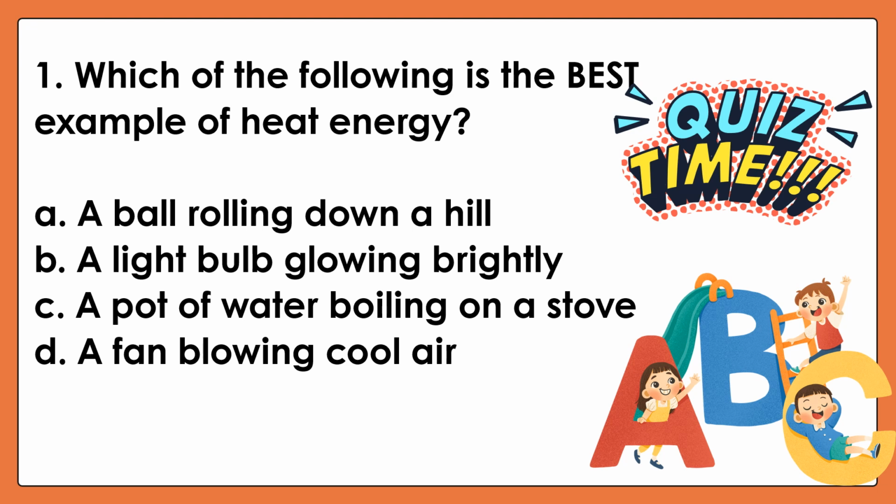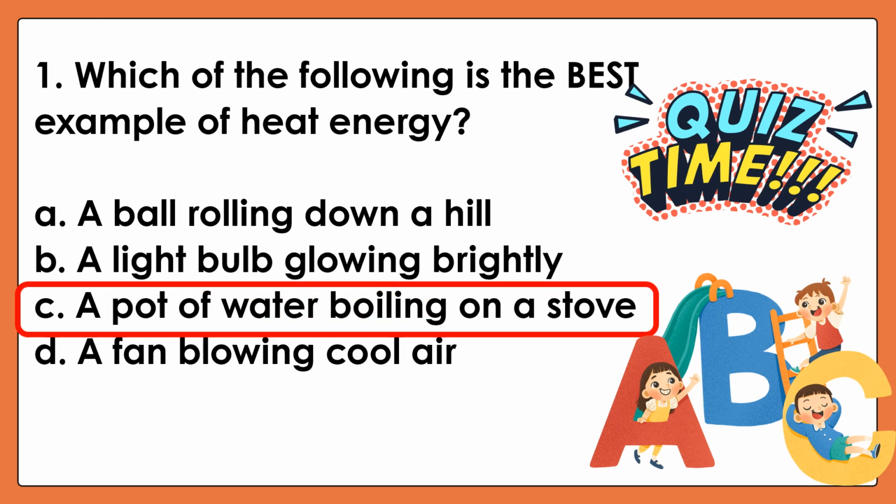Number 1. Which of the following is the best example of heat energy? A. A ball rolling down a hill. B. A light bulb glowing brightly. C. A pot of water boiling on a stove. And D. A fan blowing cool air. The answer is letter C. A pot of water boiling on a stove.